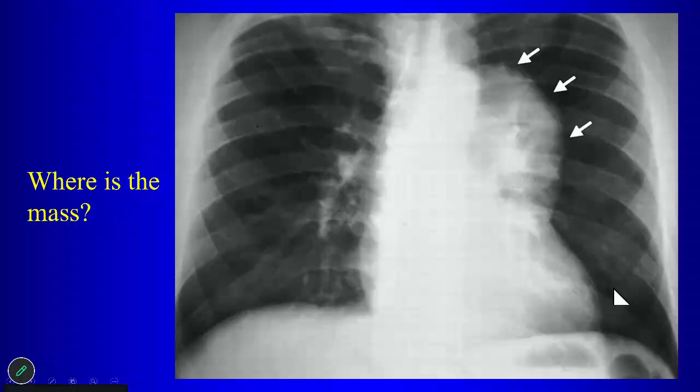Okay, where is the mass? Well, what sign is demonstrated? Yeah, so the hilum overlay sign here, you can see the pulmonary artery through the mass, right? So that's a hilum overlay sign. What does that tell you about the mass? Anterior, posterior. It's either anterior or posterior, so it's not in the middle, so it's not a hilar mass. So in this particular case, is it going to be anterior or posterior? How do you know? Which is it, and how do you know?